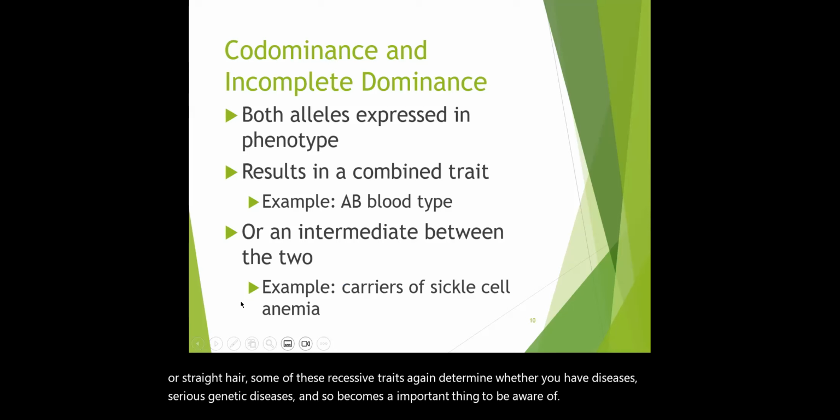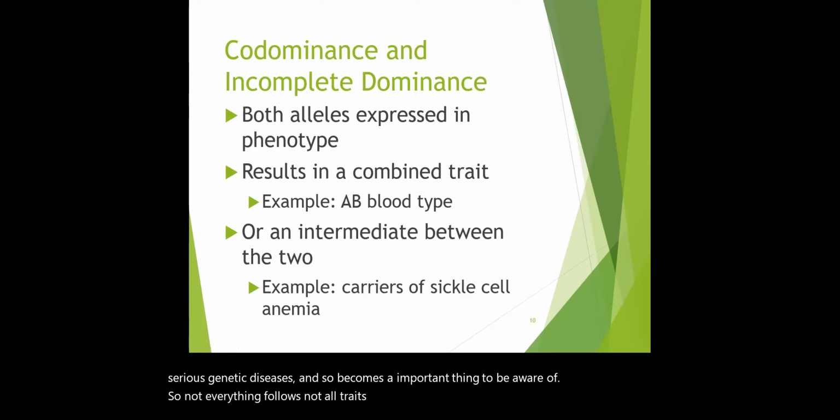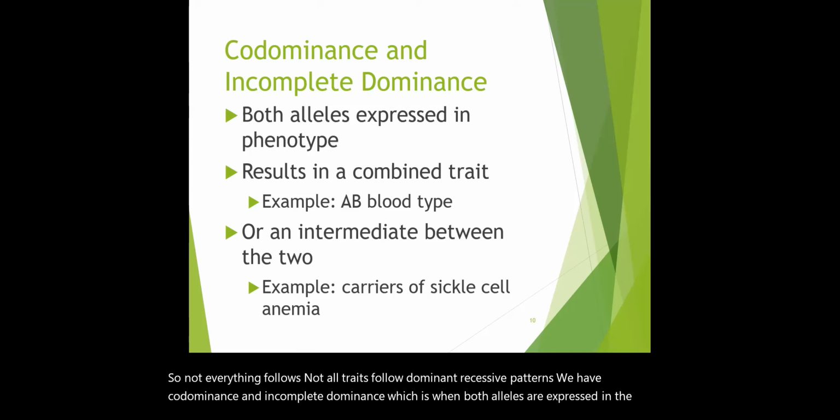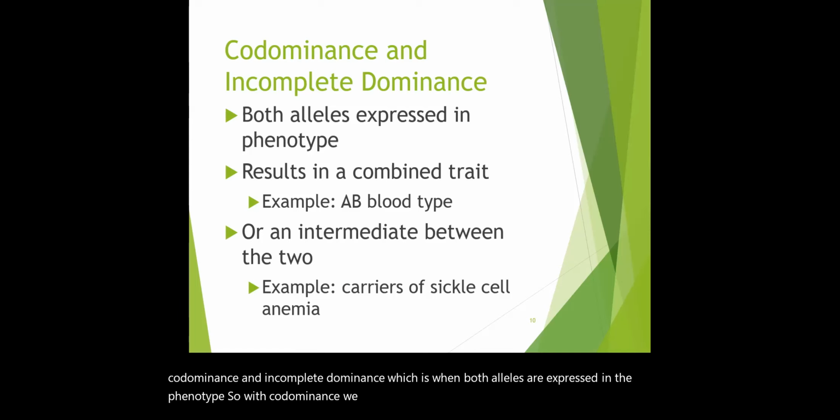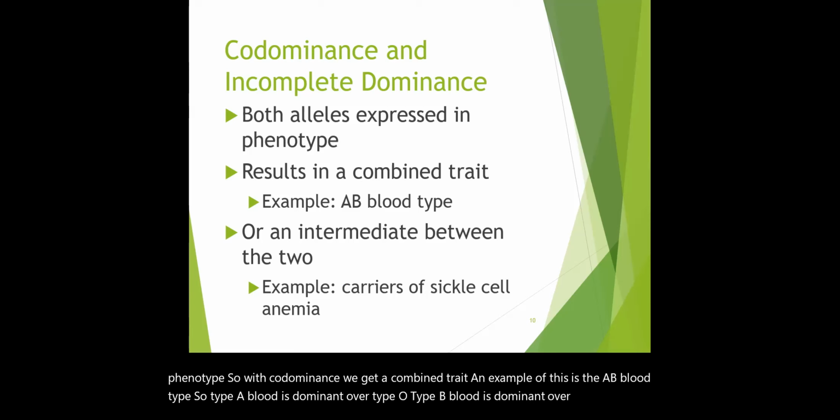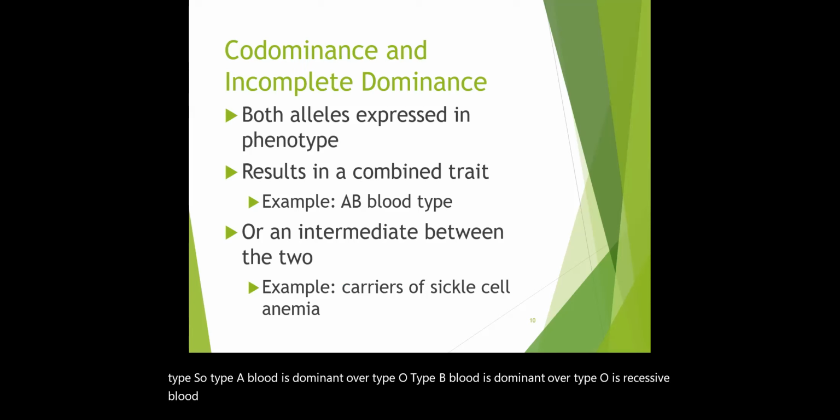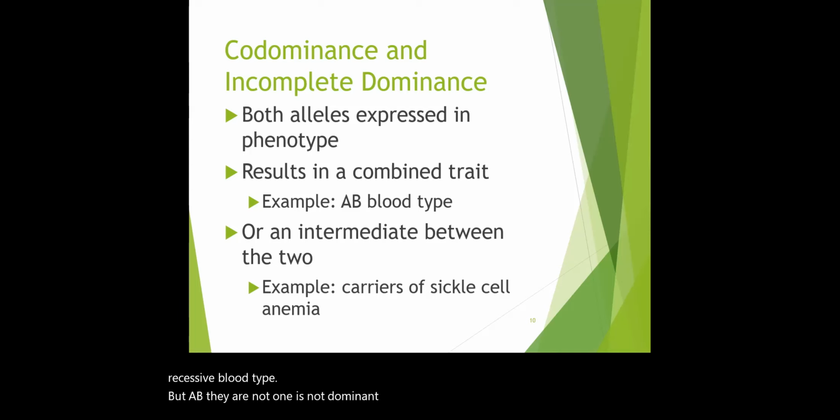So not all traits follow dominant recessive patterns. We have codominance and incomplete dominance, which is when both alleles are expressed in the phenotype. So with codominance, we get a combined trait. An example of this is the AB blood type. So type A blood is dominant over type O. Type B blood is dominant over type O. O is recessive blood type. But A and B, one is not dominant over the other. And so you can have type AB blood.